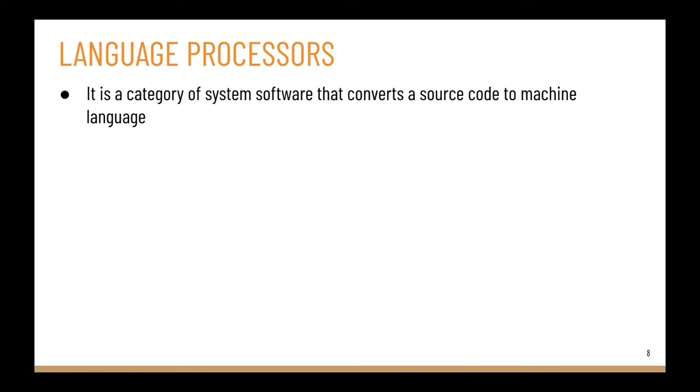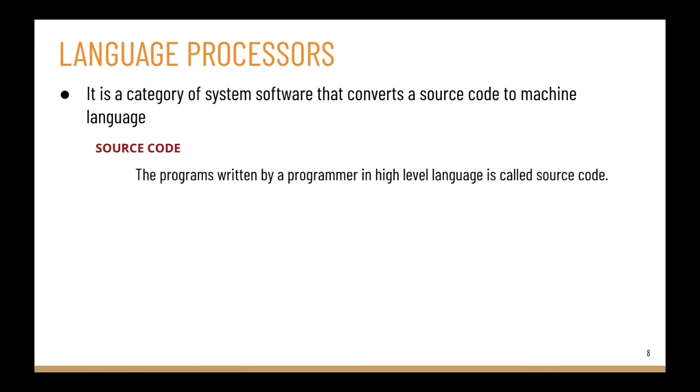Source code means whatever we give to the computer from outside. The programs written by a programmer in high level language are called source code. Let's say we are using the Python programming language. Whatever programs we write in Python are known as the source code. But a computer does not understand source code.